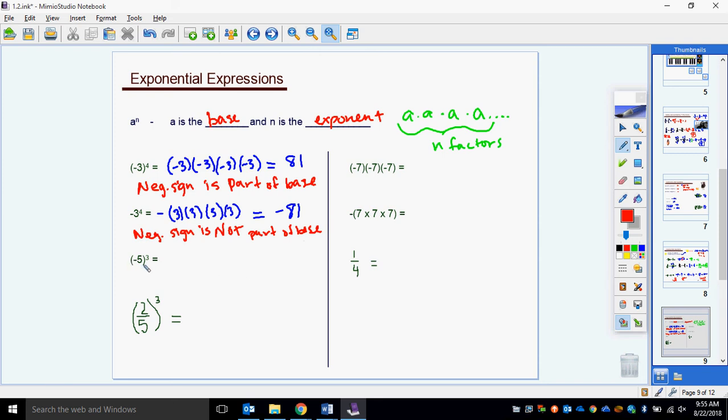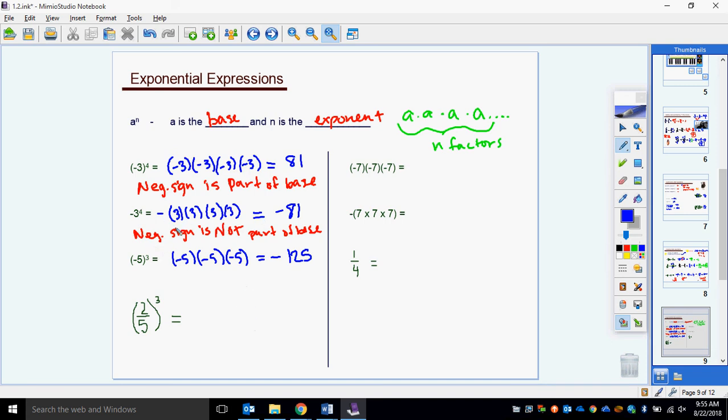Down here, I do have that negative in the base because it's got parentheses, and my exponent is now 3. So I take negative 5 times itself 3 times. I have 3 negative numbers. 3 is an odd number, so my answer is going to be negative. And 5 times 5 times 5 is going to give me 125.